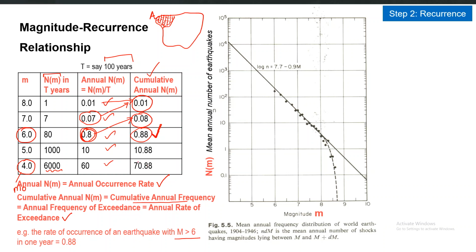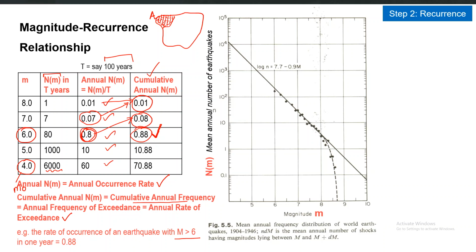So I repeat again, because this is an important step in the construction of the magnitude recurrence relationship, that when we take the cumulative annual rates, in fact what we are doing is that for one particular earthquake magnitude, we are also summing the activity rates or occurrence rates for magnitudes greater than that number.